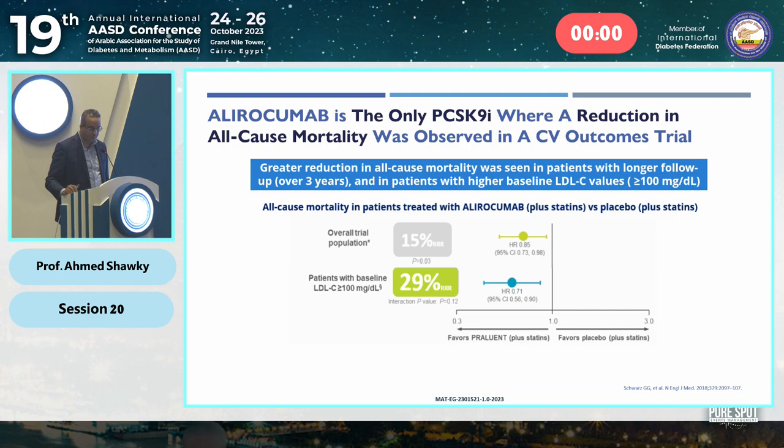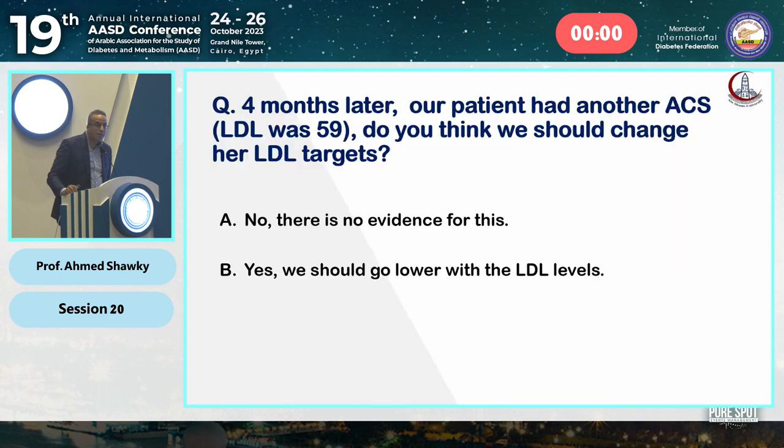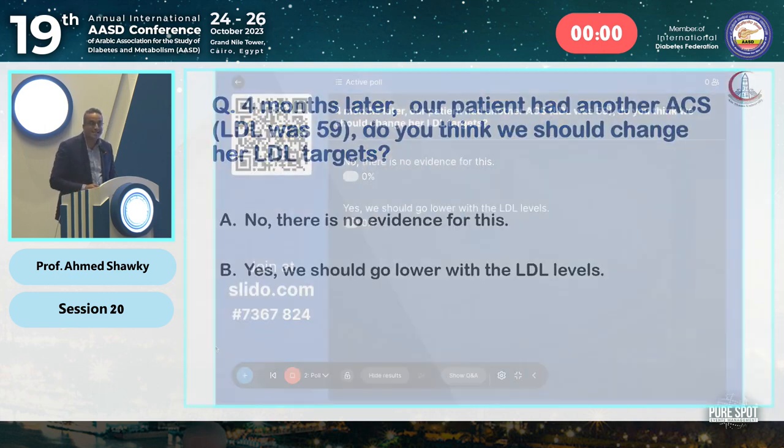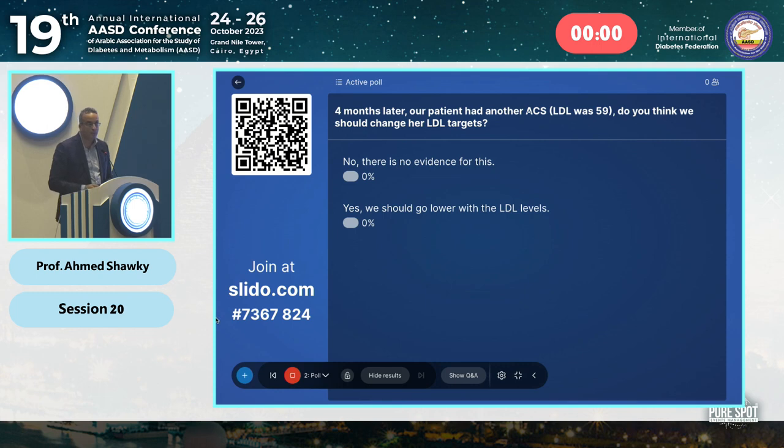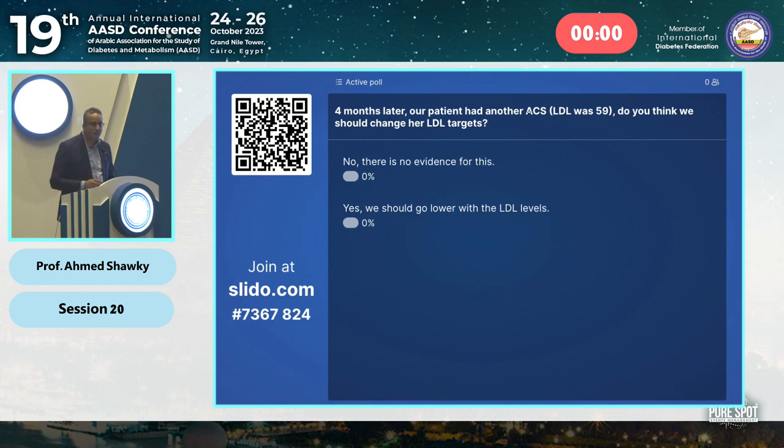And this was there. But what if our patient has another ACS within a couple of years? Do you think we should go lower than 55? Just a question of theory. Would you go lower? Yes or no? Yes? Where do we go? 40? 35? 60? 20? Perfect. Let's go to the next question.